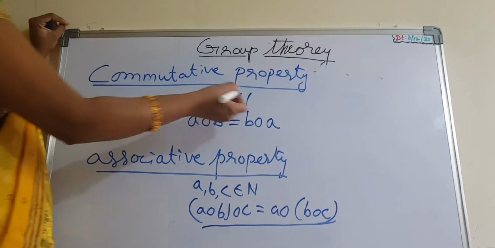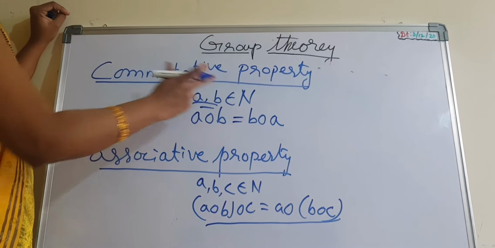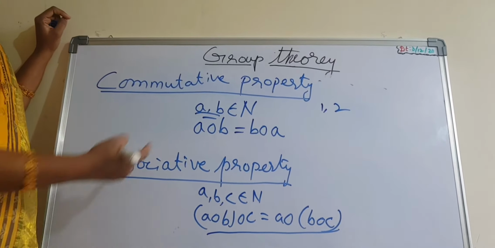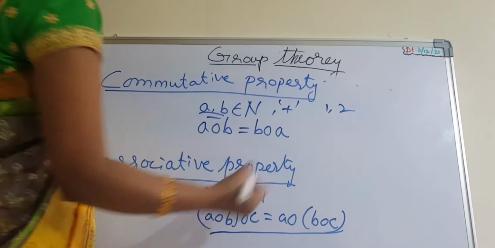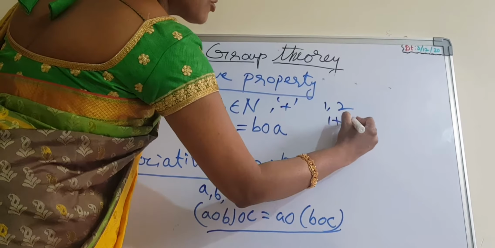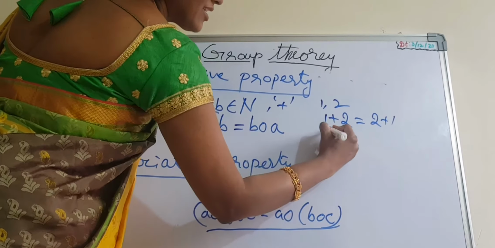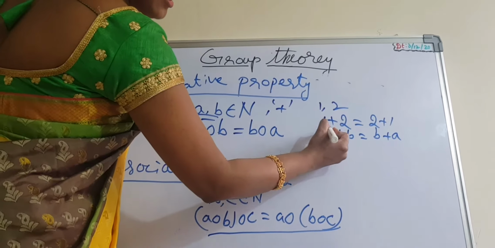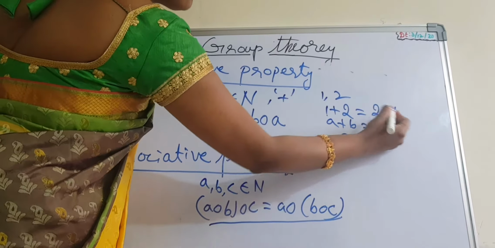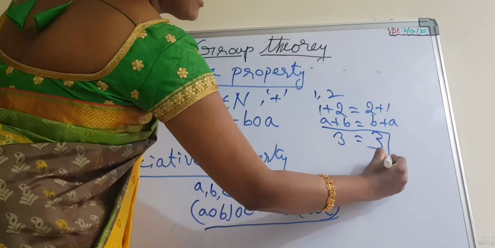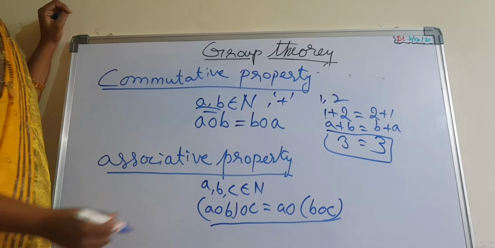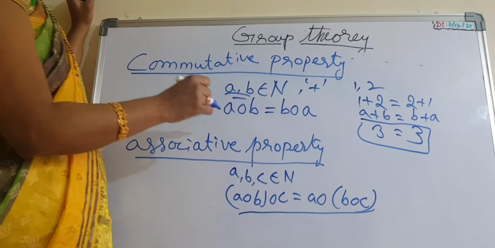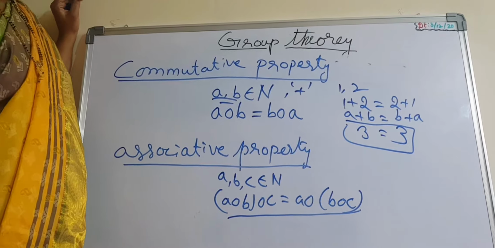For example, in the natural number set we can take anything. Suppose 1, 2, with respect to plus. Here 1 plus 2 is equal to 2 plus 1. It is in the form of a plus b is equal to b plus a. 1 plus 2 is 3, and 2 plus 1 is 3. 3 is equal to 3, LHS is equal to RHS. Therefore, it satisfies the commutative property with respect to the plus binary operation.